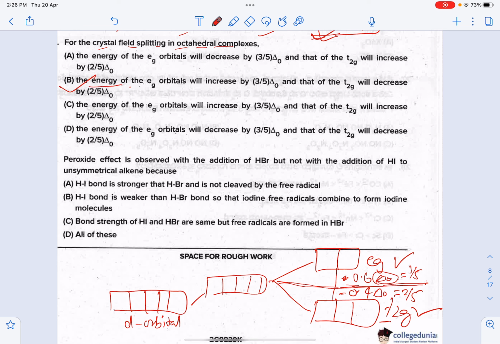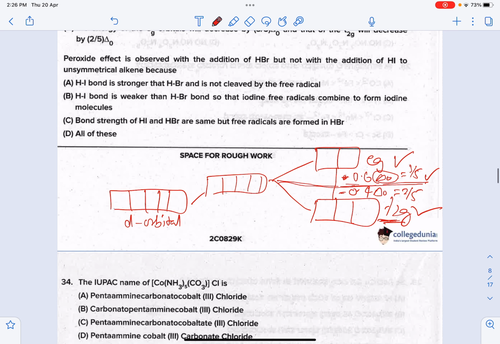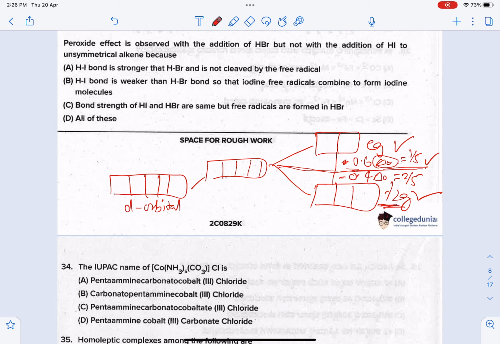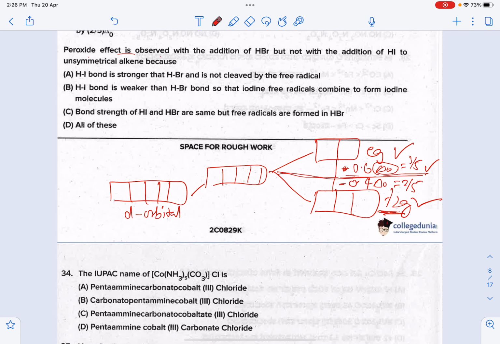The energy of the EG orbitals will increase by 3/5 and that of T2G will decrease by 2/5. Now the next question: the peroxide effect is observed with the addition of HBr but not with the addition of HI to an unsymmetrical alkene, because... Here some options are given. In these options, the correct option is A.